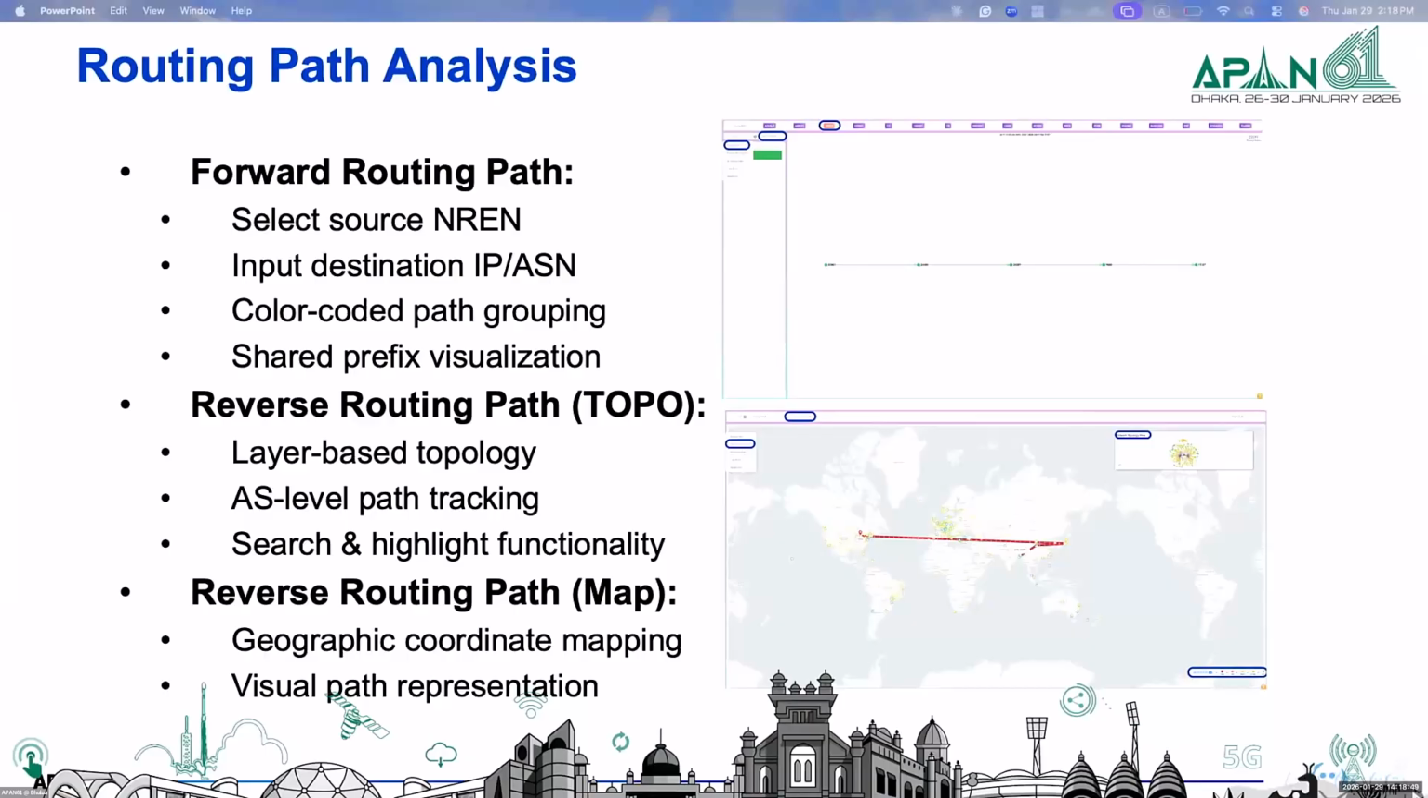So this is the forward routing path information. So this is the reverse routing path. Like from this.